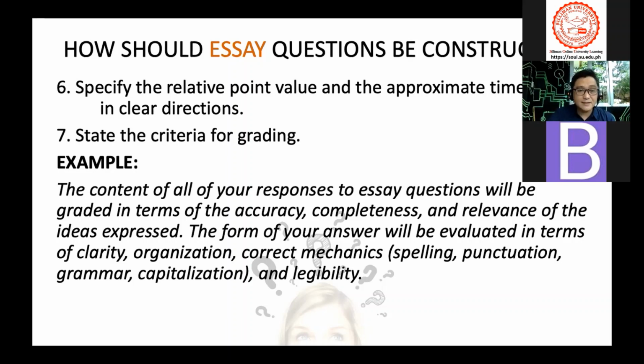Number 7, state the criteria for grading. In order to be able to specify the relative point, we need to state the criteria for grading. For example, you can say something like, the content of all your responses to essay questions will be graded in terms of the accuracy, completeness, and relevance of the ideas expressed. And in some cases, especially with language teachers, we may include something like, the form of your answer will be evaluated in terms of clarity, organization, correct mechanics, such as spelling, and legibility. But please remember, the focus of this discussion is on measuring students' thinking, not writing, okay?